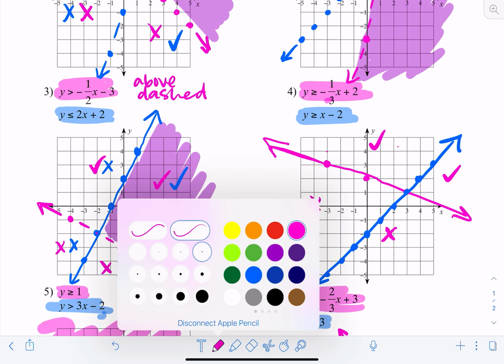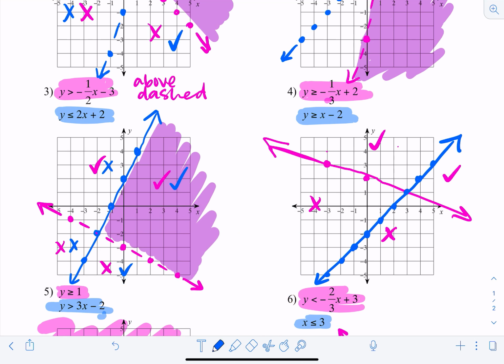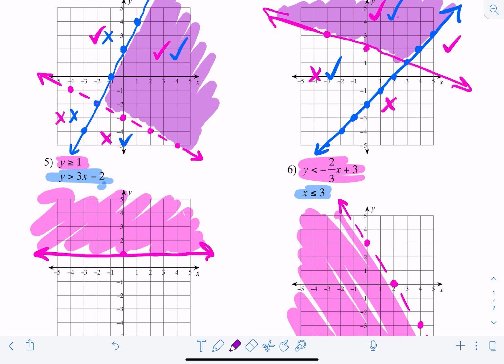Now let's think about the blue line. Where is the stuff that is greater than or equal to the blue line? It's here and here. So where's the one spot that's the solution to both? It would be right in there. 2 more to look at.